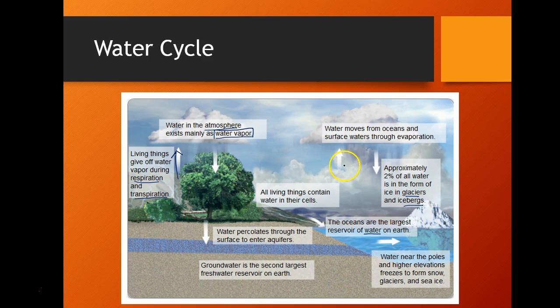Once water moves into the atmosphere through evaporation, it'll then eventually condense, and that's how we have clouds. That's a process called condensation. Once we have clouds, then eventually the water will return back to Earth through precipitation. And we'll go over different forms of precipitation in just a bit.